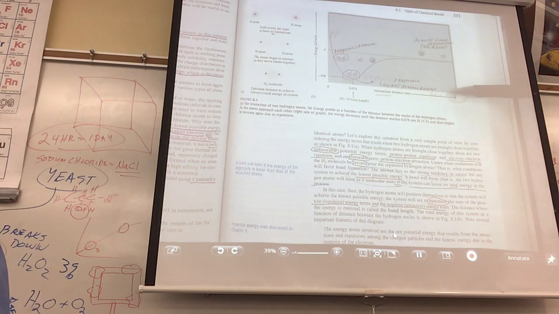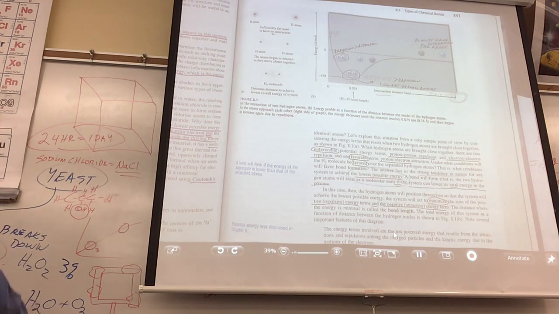What if I make them really far away from each other? What do you think about that? Then there's almost no repulsion, right? But again, you don't have a compound, do you? So there's no bond. So what happens is you bring them closer and closer together.